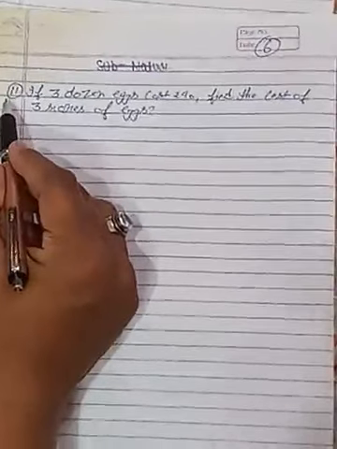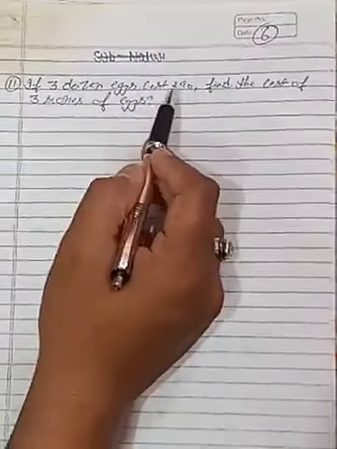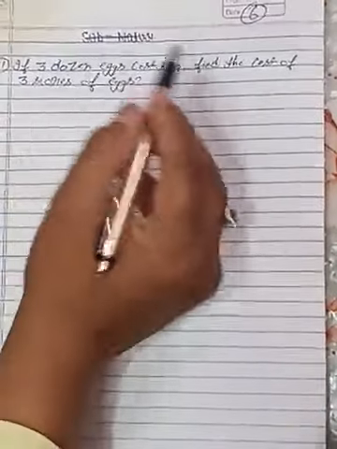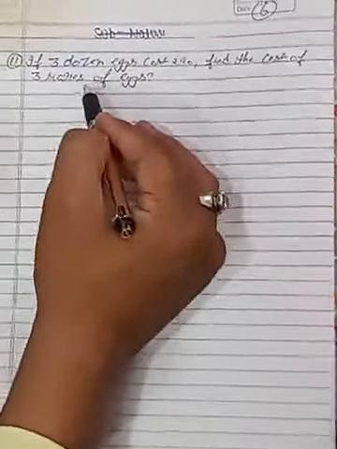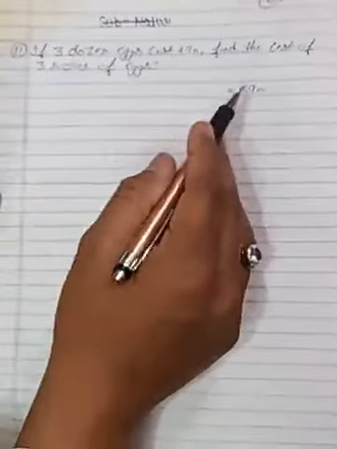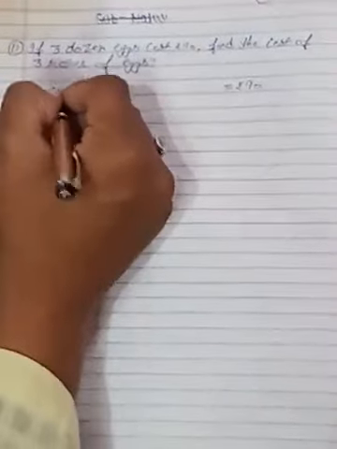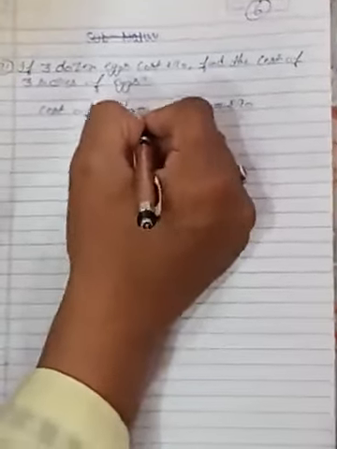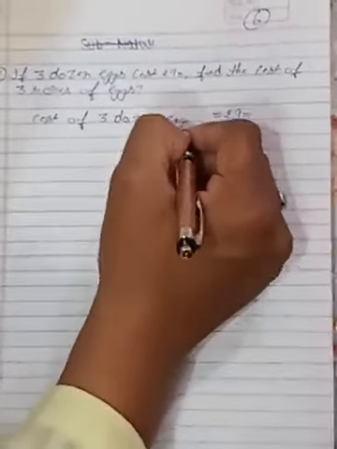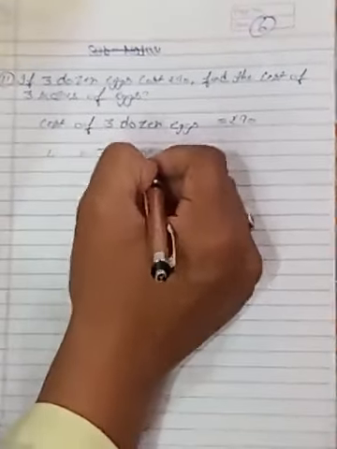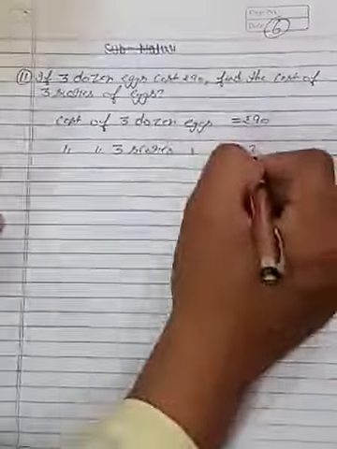So now see students, 11th sum. If 3 dozen eggs cost rupees 90, find the cost of 3 scores of eggs. So the answer will come in rupees. Rupees 90 is given. What is rupees 90? It is the cost of 3 dozen eggs. So the cost of 3 scores of eggs, this we have to find.